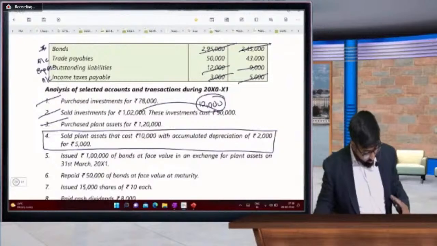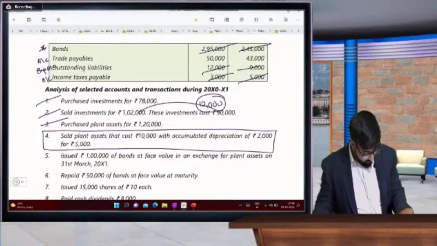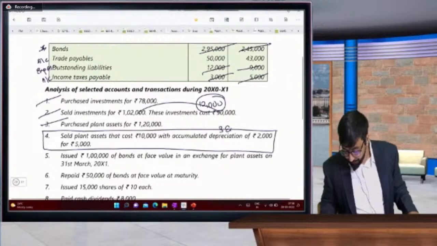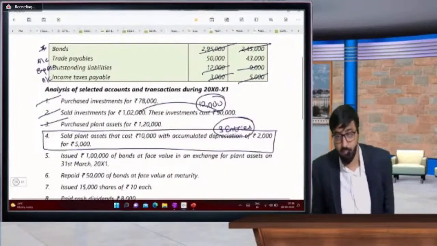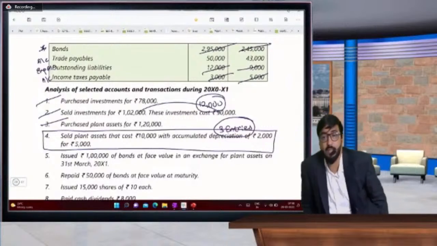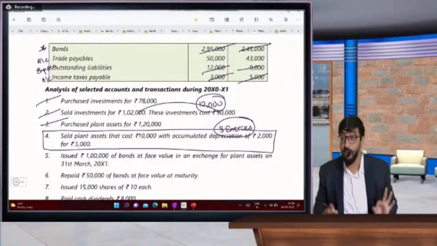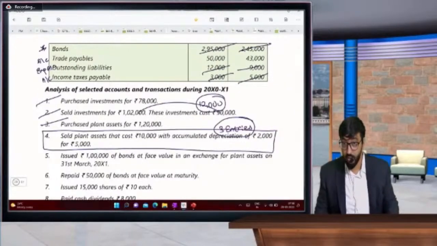Yes, very good. Actually, there are 3 entries. Always remember, whenever there is a sale and accumulated depreciation in the question, all students, you have to write it in the comment section first. The sale entries: first, I will tell you the logic behind it.